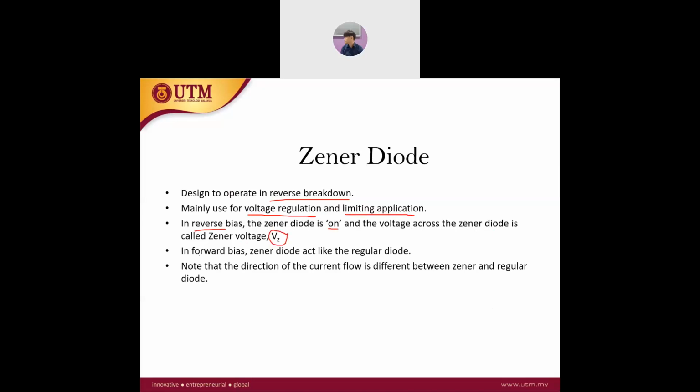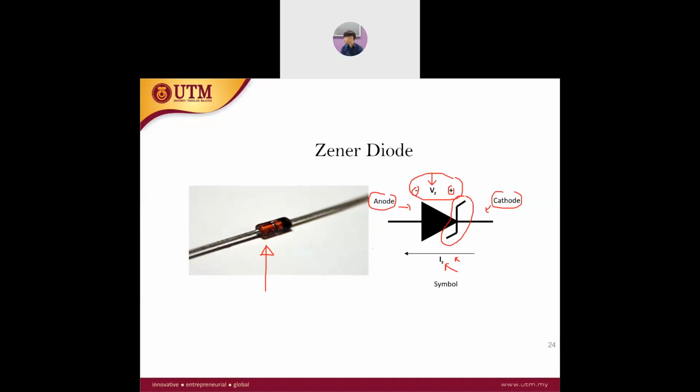In forward bias, the ZENER diode acts like a regular diode, nothing special. This means in forward bias, if it's ideal, it's like a short circuit. If it's the practical model, it's like a diode drop. For example, 0.7 if it's silicon, 0.3 if it's germanium. Note that the direction of the current flow is different between ZENER and regular diodes. If we look at the slides, this is your IZ, in the opposite direction.